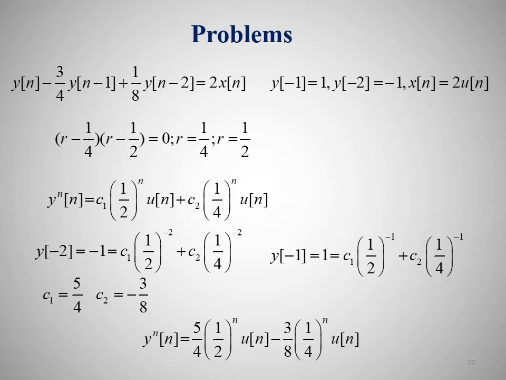Thus, the complete natural response solution is yn of n is equal to 5 by 4 (1 by 2) power n u of n minus 3 by 8 (1 by 4) power n u of n. On substituting in this particular equation, we are substituting the values of c1 and c2 given by 5 by 4 and minus 3 by 8.